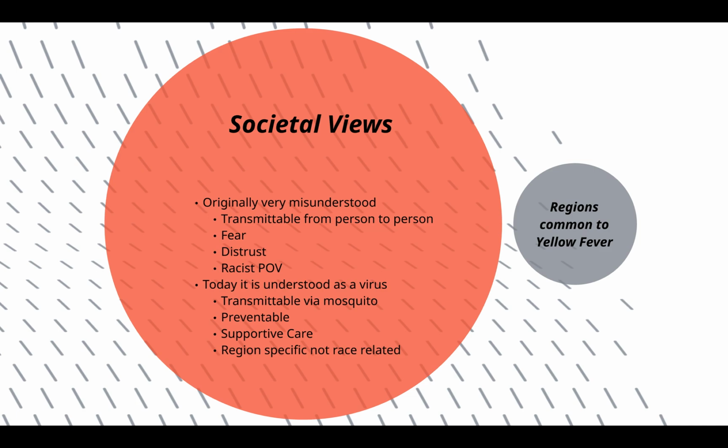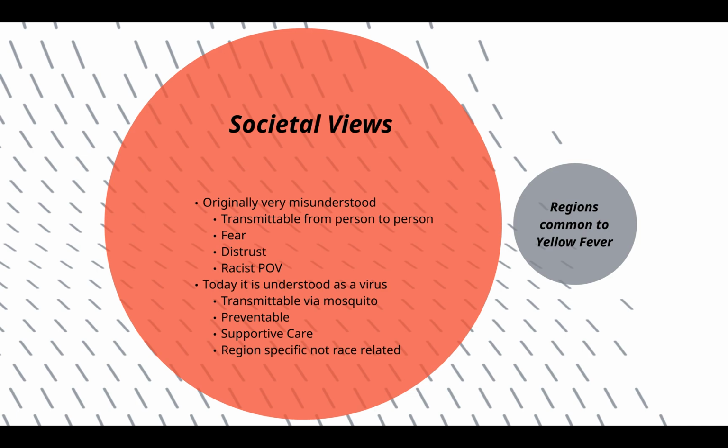Today, it is understood as a virus and is transmittable via mosquitoes. It is something that's preventable, and if somebody does contract it, it is treated with supportive care. And it is now understood that it is more so region specific and not race related. I say it's region specific because mosquitoes tend to thrive in these warmer tropical areas.